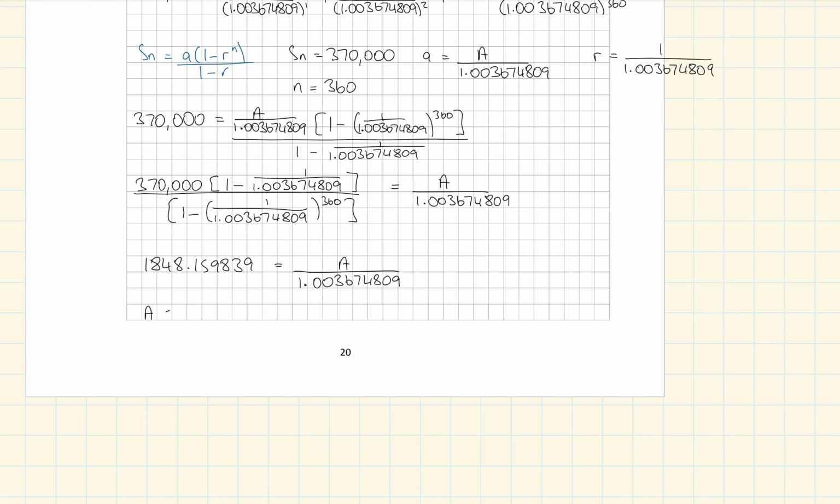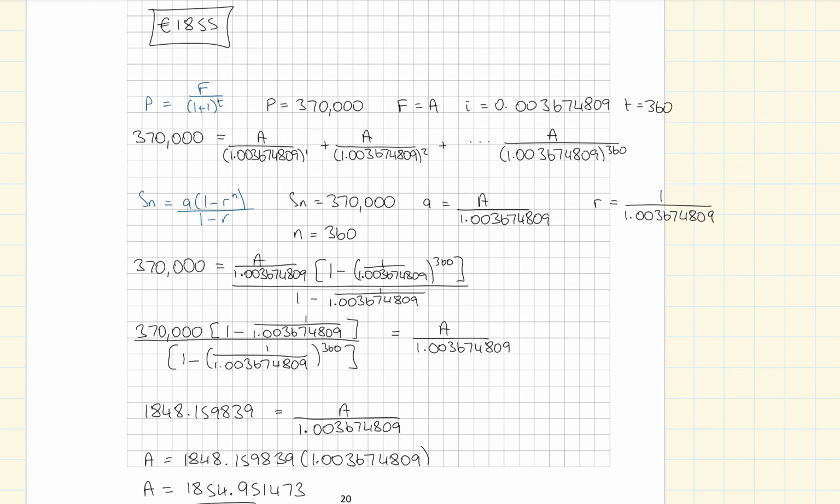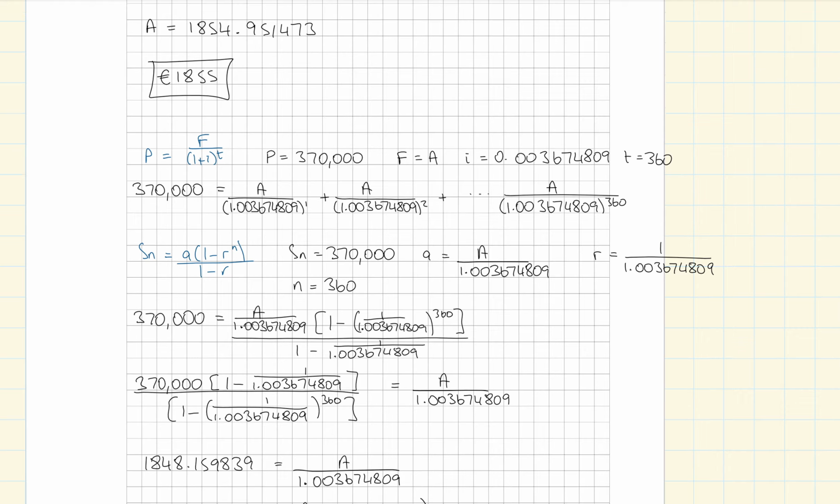So then we cross multiply by 1.003674809, we get A equals 1854.951473, and we were asked for nearest euro, so that's 1855. If we look up above for amortisation, we get the same answer there.